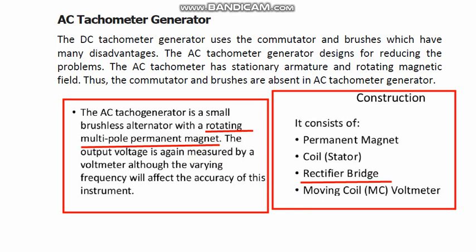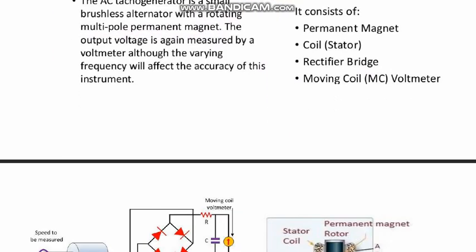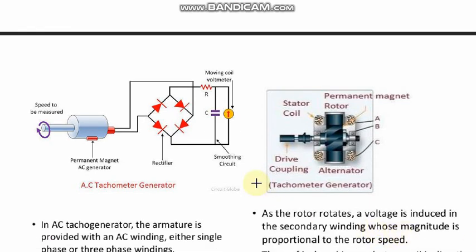So now let us watch the working principle. Let us move. Here, this is the schematic diagram, in which this is the shaft whose speed has to be measured, and this is the permanent magnet AC generator. This complete structure is for AC generation.